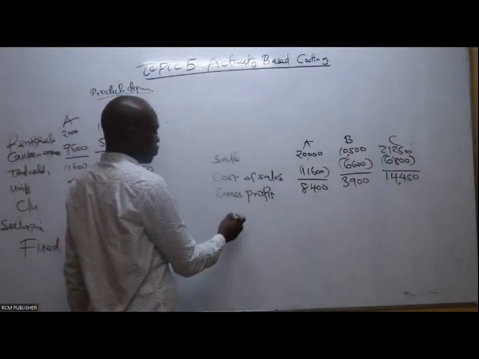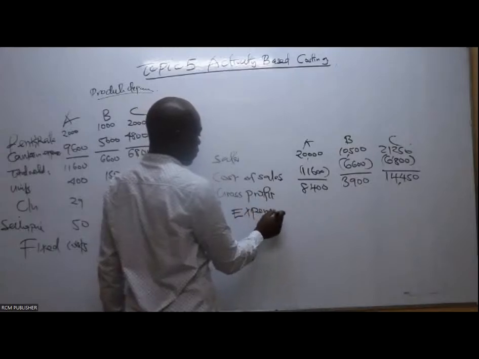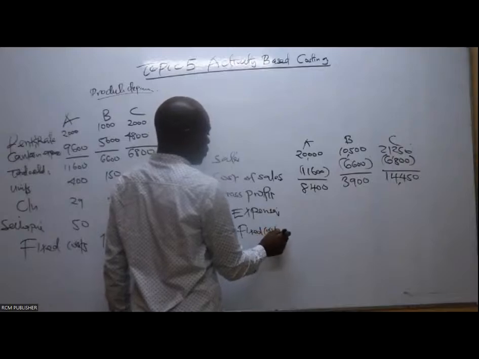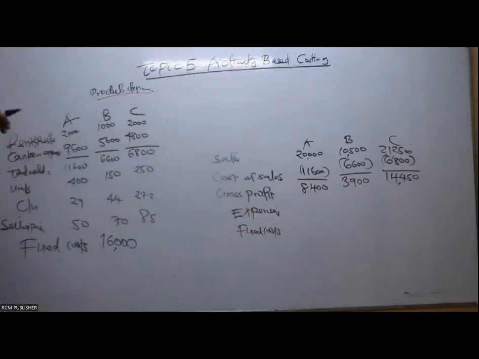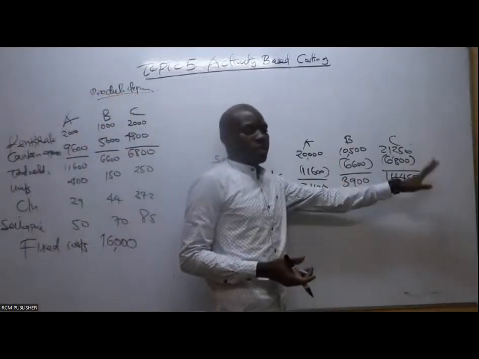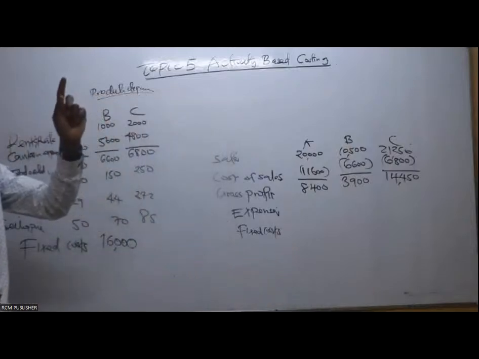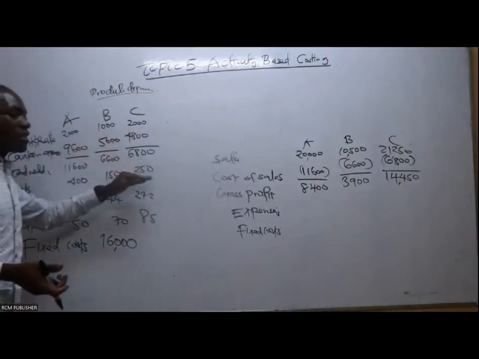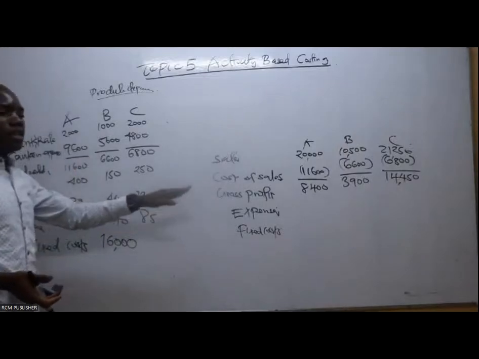So we now come to expenses. Let's say we have fixed costs. So what are we having? We are having 16,000 for the entire organization. How are we going to share that to these departments? Then they tell you additional information number 5, because all that we've done here will be explained in the additional information.